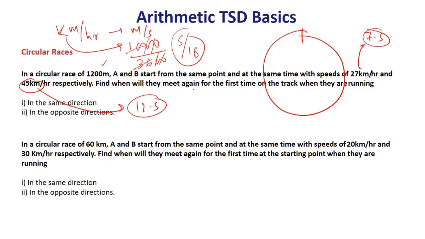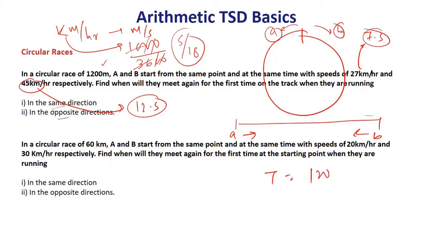Right? Now when will they meet again for the first time on the track, when they start running in the same direction or in the opposite direction? Think about it. Let's say they are moving in the opposite direction. One person moving in this direction, one person moving in this direction, with speeds A and B. It is as good as a linear track, isn't it? Two people moving from opposite ends with speeds A and B. The time taken will be as good as in a linear scenario.